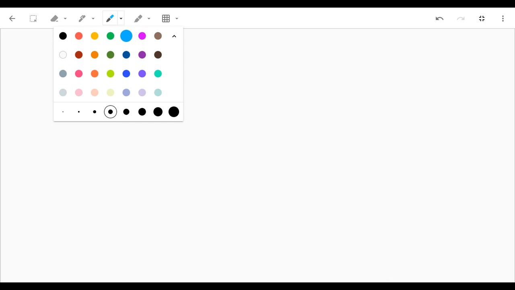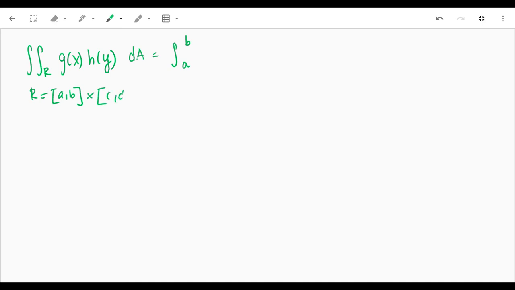A couple properties then show up at the end. One of them is pretty handy. A lot of them are pretty intuitive. Your integral over r of g of x times h of y. In other words, if it's separable, if you can get the x pieces times the y pieces, that is a nice little shortcut, because we can take your integral from a to b, assuming r is [a,b] by [c,d]. So you could do the integral from a to b of your x part times your integral from c to d of your y part.